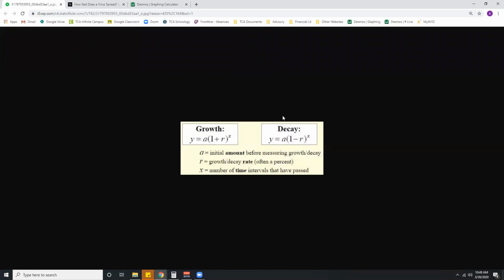Now we're going to write this as a decimal. So as an example, 8% is 0.08 and 25% is 0.25. And then x or t, the actual exponent up here in the corner, that's going to represent the number of time intervals that have passed.